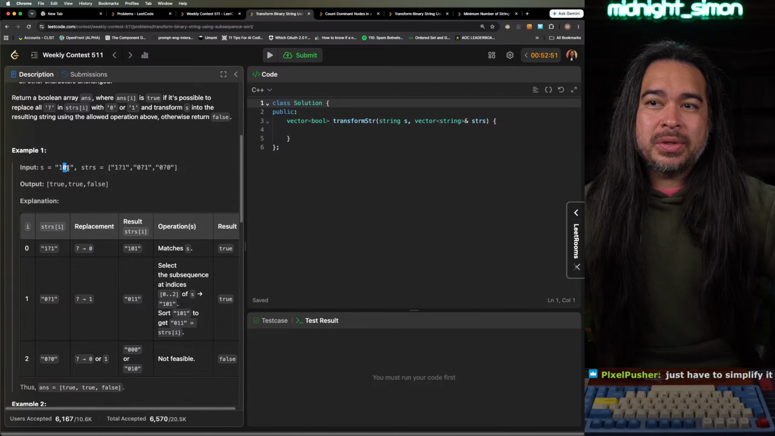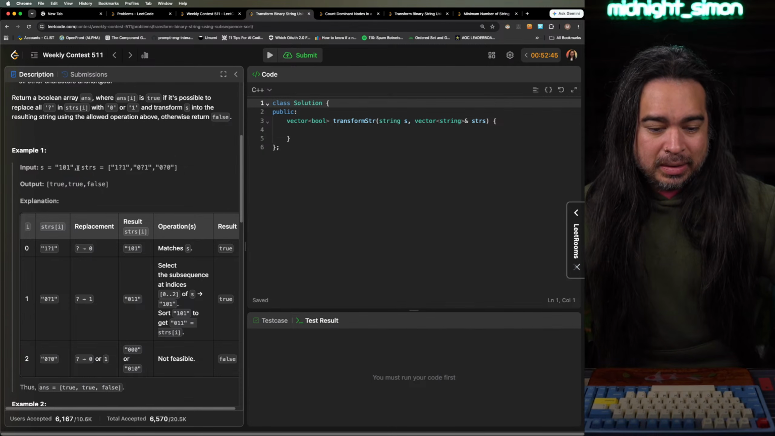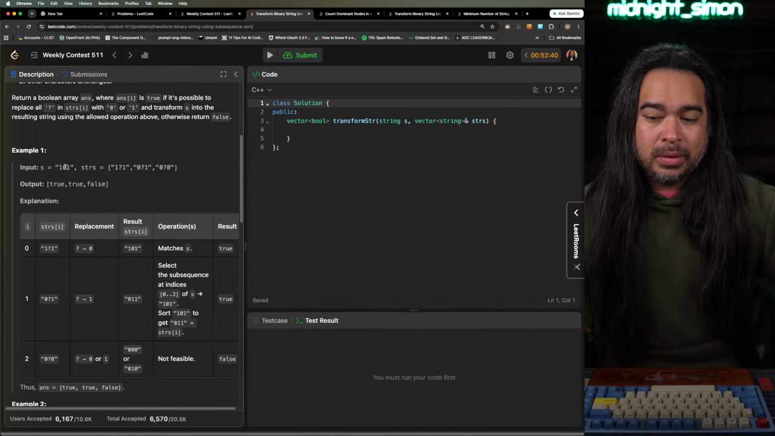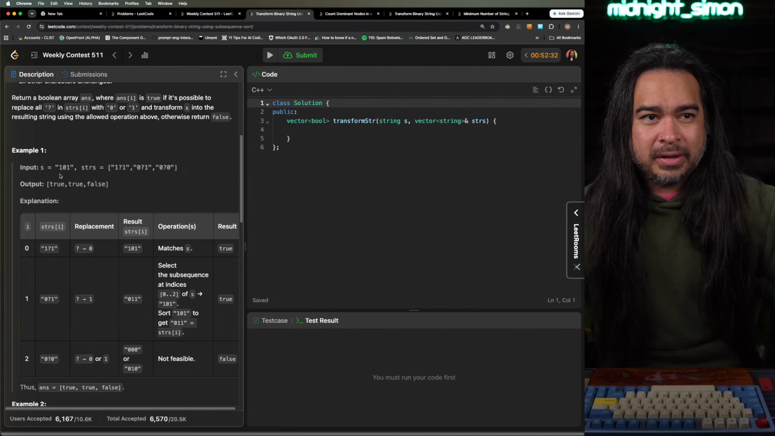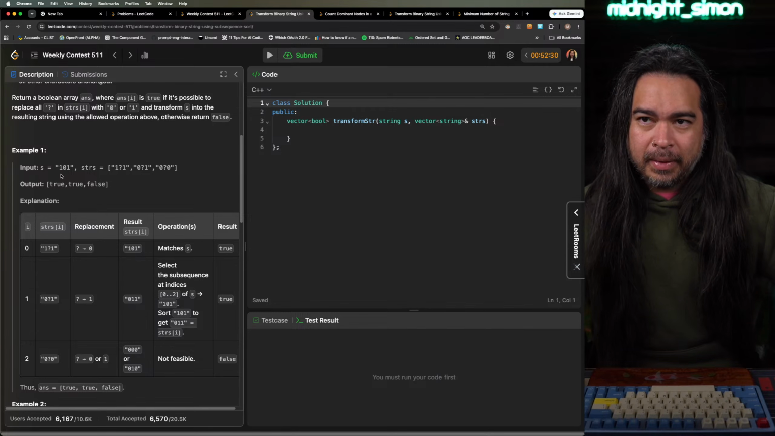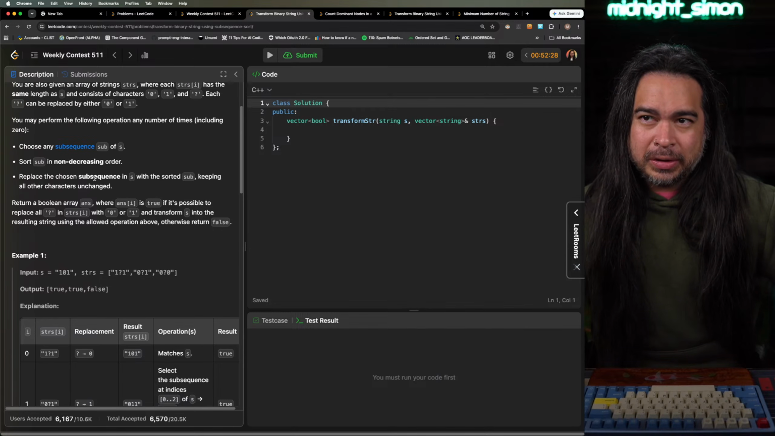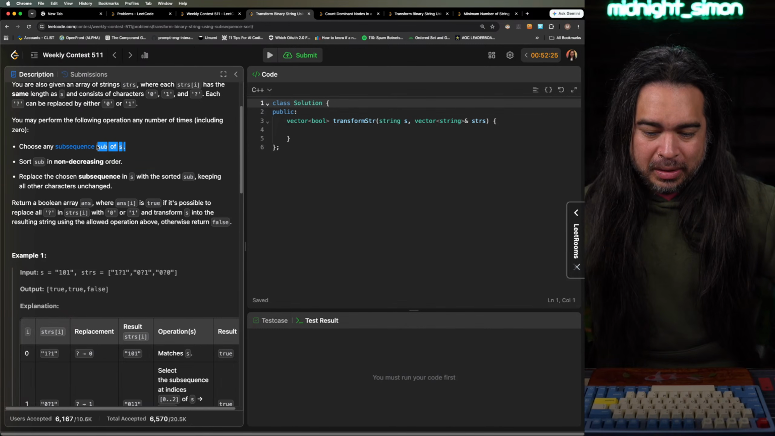Sorting any substring to me sounds like it means that you can replace any 0 with any 1 on the to its left. That's what sorting a subsequence sounds like to me.